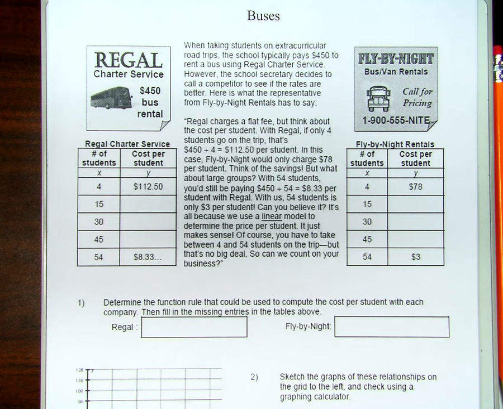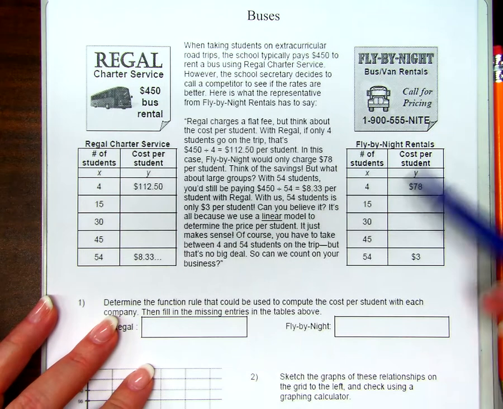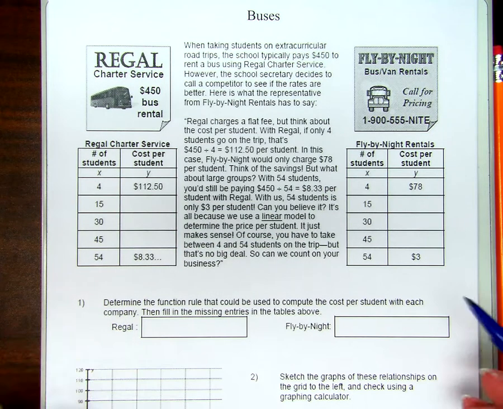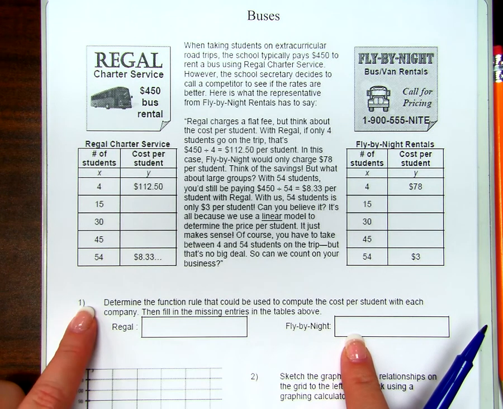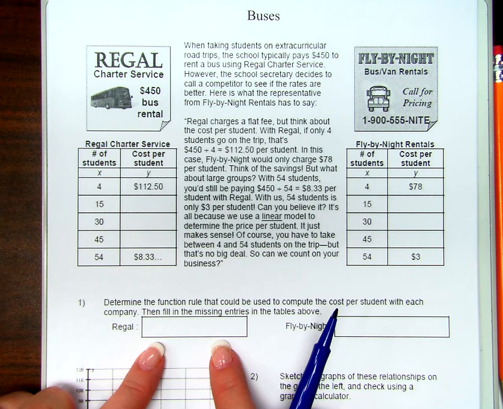Well, can they? Which one's better? We've got to fill out this table. Can we just jump straight to filling out the tables? What would be easier if we had to start with? Yeah, an equation. It even gives us a place to fill an equation in problem number 1. So can we figure out an equation for Regal?